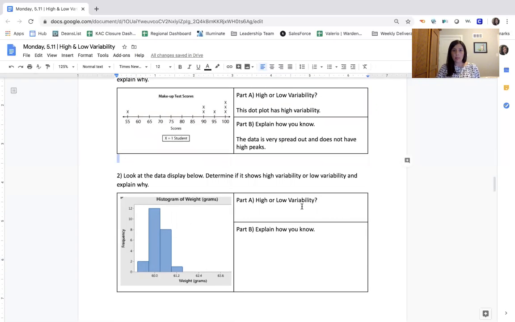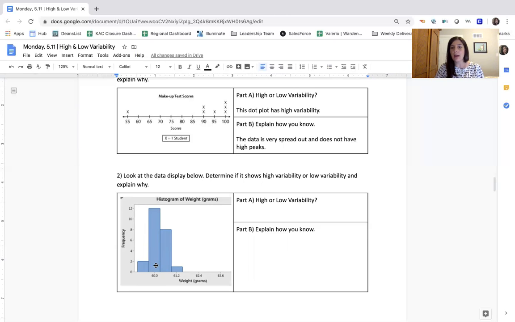Okay, now we're back to histograms. Look at the data display below. Determine if it shows high variability or low variability and explain why. Okay, so again, definitely have some super high peaks here, which means that there's a lot of the same data in this 60 grams category, okay? That makes me think there's not a lot of variability because a lot of the same data came up.